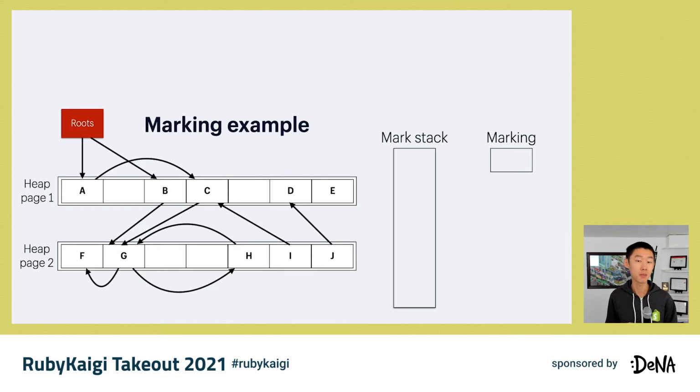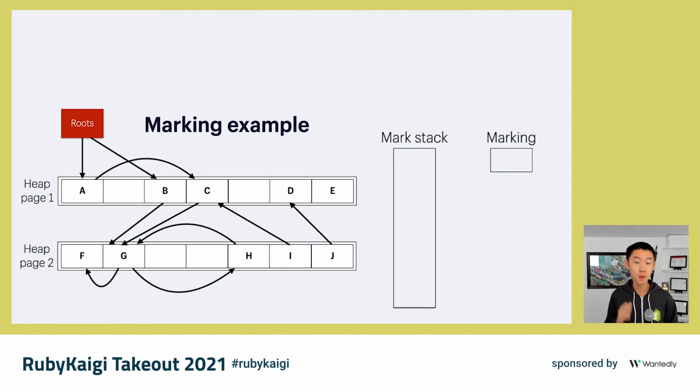Let's see an example of this. Here's a toy example of a heap with 2 pages with 7 slots on each page, with a total of 10 objects labeled A through J. Slots with no label means that the slot is empty. The arrows indicate references. For example, the arrow from object J to object D means that object J holds a reference to object D. Examples of references could be the contents of arrays or instance variables of objects.